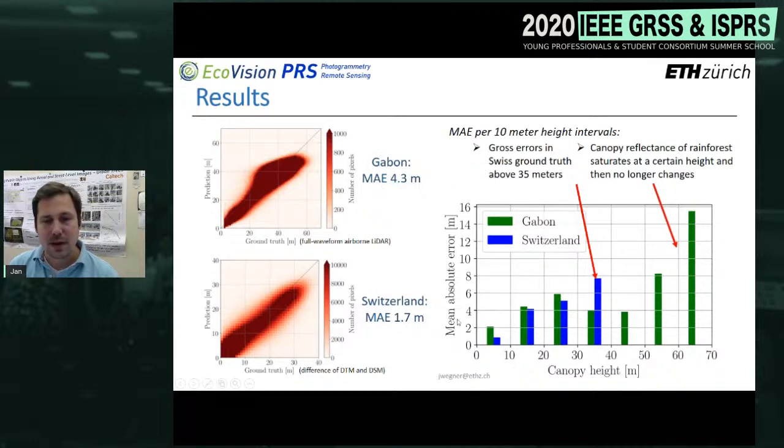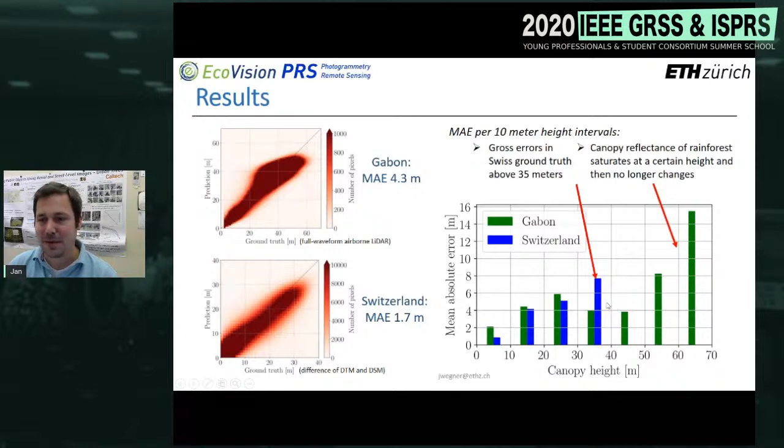And if we plot the error here, Gabon is in green and Switzerland is in blue. So Switzerland only goes up to this interval. We plot this error per interval, and we see that the error for Switzerland is increasing with canopy height. And usually this is also the case, especially for the very, very high trees. We see that after 40, 50 meters, our method saturates. So if we look at trees above 60 meters, and there we also have almost no training data because they are very rare, we get very high errors.